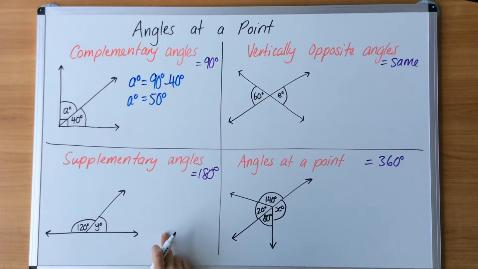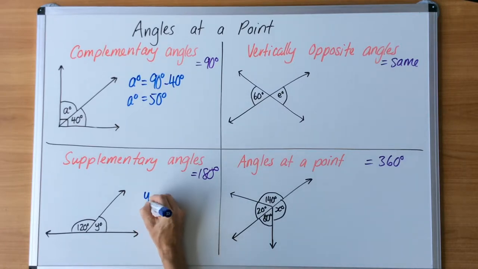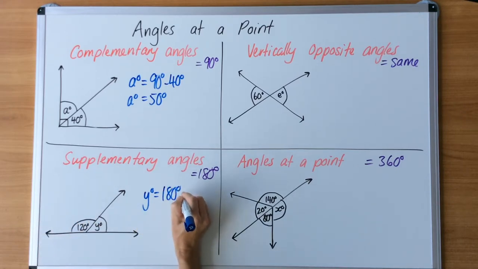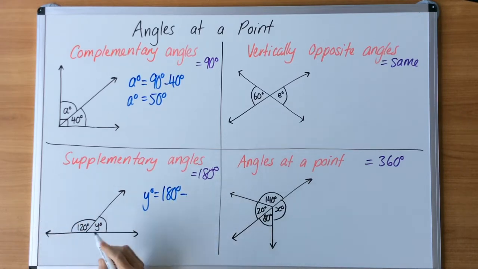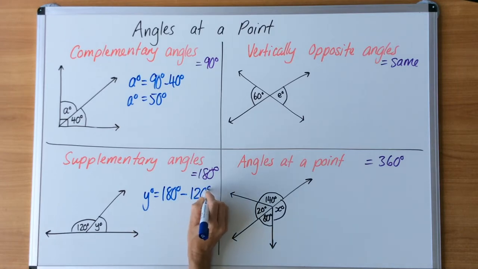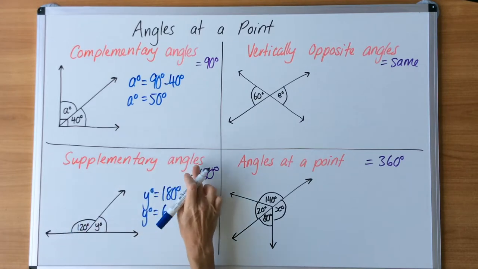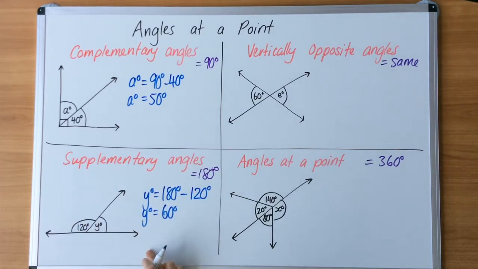The next one is supplementary angles. So I know that that straight line, all angles on a straight line equal 180 degrees. I've been asked to find angle Y. So Y degrees equals 180 degrees, subtracting what I've already got here, which is 120 degrees. Because if I subtract that, what's left over will be my missing angle. And when I do that, I get 60 degrees left over. And again, I must write the angle type underneath here, which is supplementary angles.